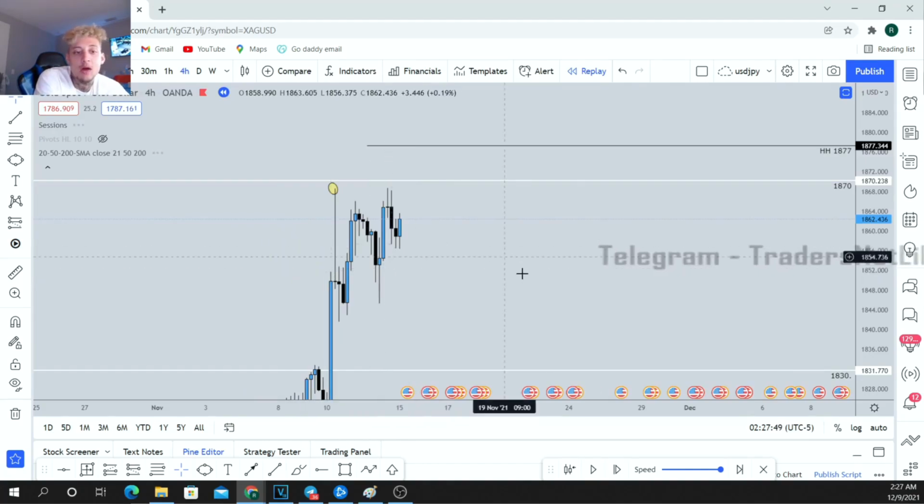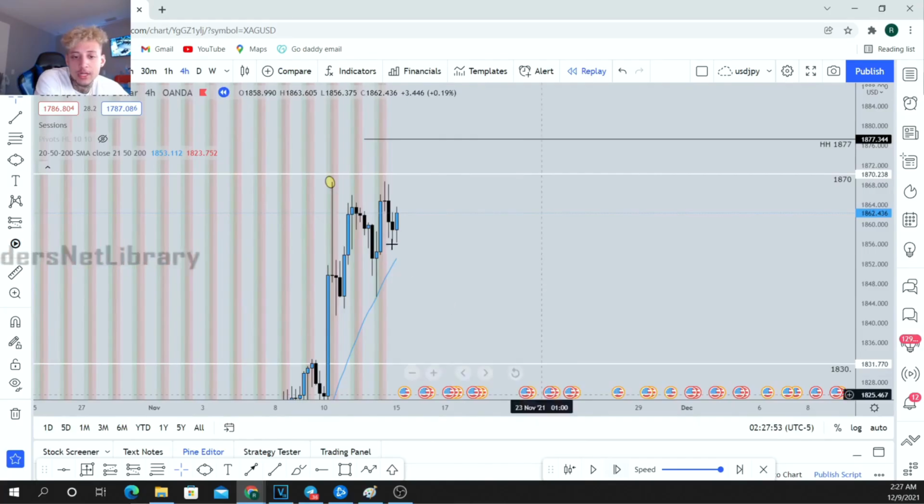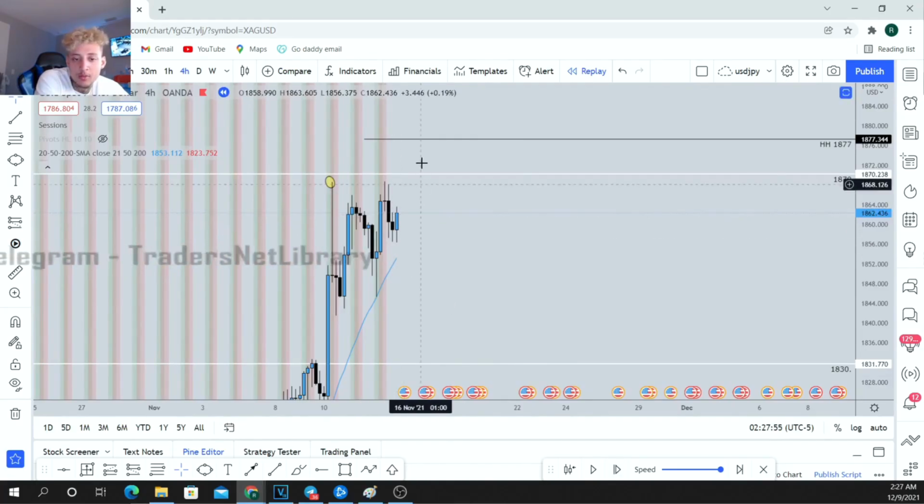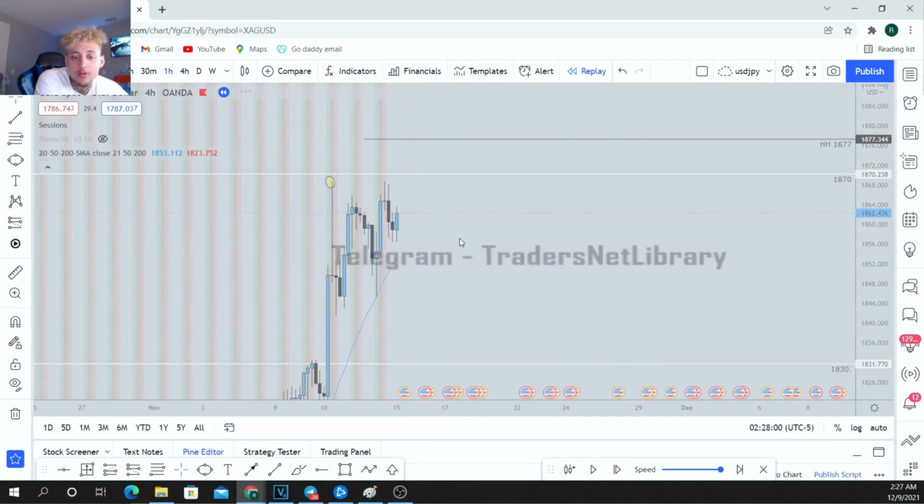Now, if we look at this 4-hour time frame, price is still maintaining that bullish structure quite nicely. So now that we have an engulfing, price has a very high probability of continuing to trade higher on the 4-hour time frame. So keep this in mind, right? This is a perfect example of time frame correlation right here.